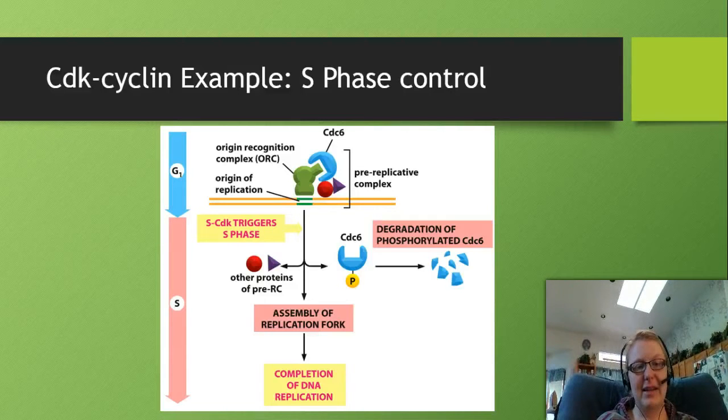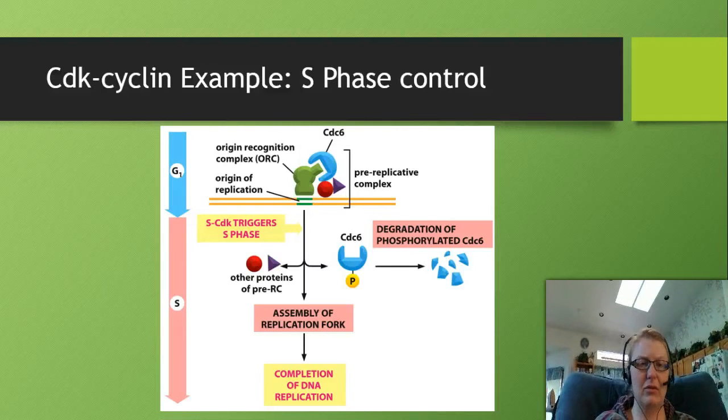Once the SCDK is activated, it will trigger the other proteins and everything to show up and take that CDC6 apart so that then the rest of the replication can continue. So it sits there and it helps prevent it from occurring until SCDK triggers that it is no longer needed, breaks it down, and then we can move on to the assembly of the replication fork and completion of the DNA replication. So this is an example of how SCDK works.